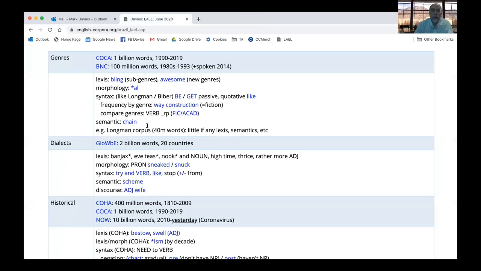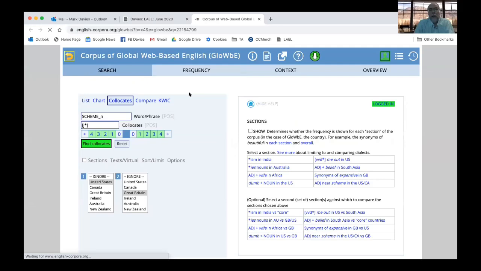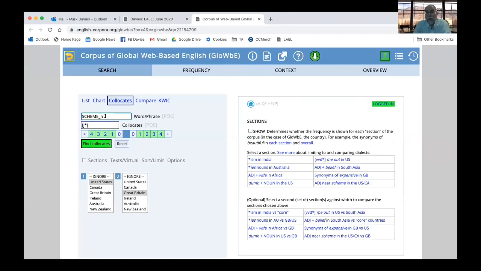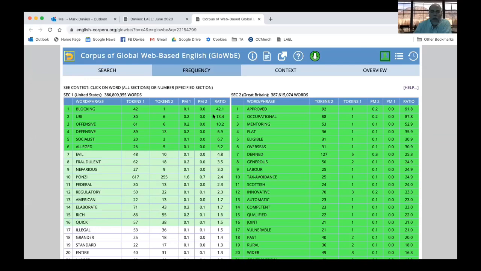All right, we talked before about semantic variation between genres in the case of chain, but with a sufficiently large corpus, we can look at semantic variation between dialects. So in this case, I'm looking at scheme, and then I'm looking for adjectives that occur near scheme. I could use the more recent syntax if I wanted. It gives the same results. Notice that in Great Britain, scheme just means plan, program. It's fairly neutral. It's not positive. It's not negative. It's just there. Whereas in American English, nefarious, fraudulent, evil, socialist, get rich quick, and so on. Very negative collocates in American English.